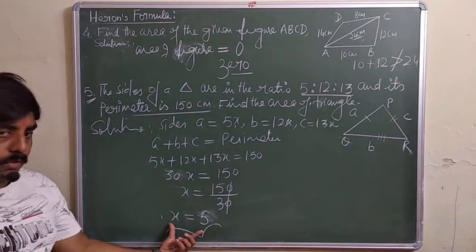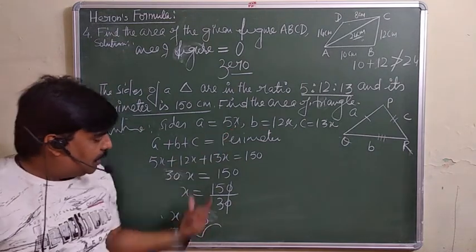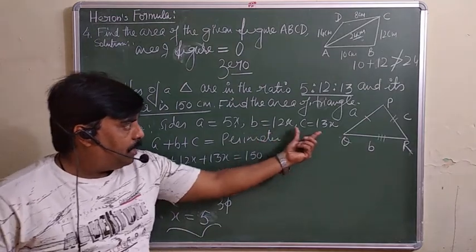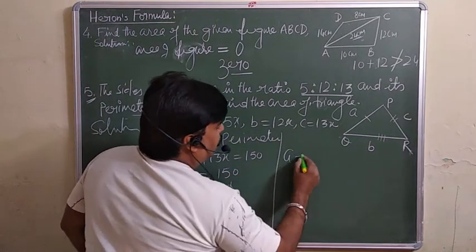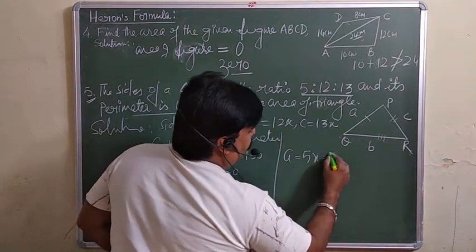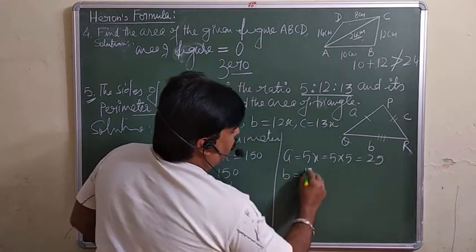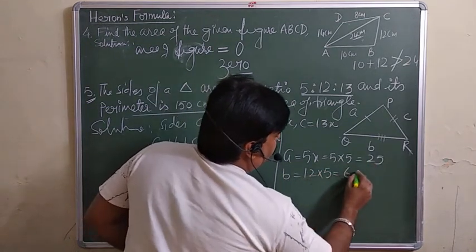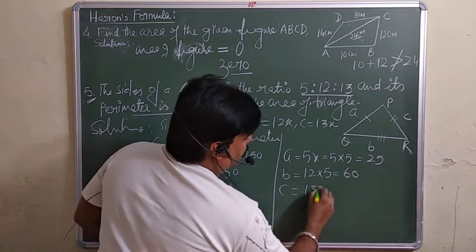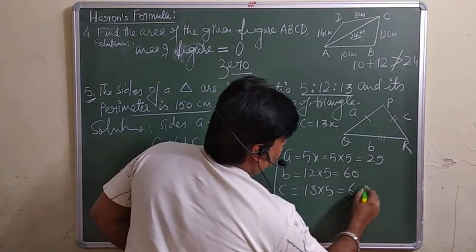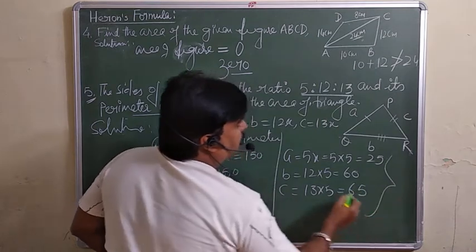So x is 5. Now x की value आप यहाँ रखिए. You will get the ABC here. So what you will get? A is 5x, that is 5 into 5, 25. B is 12 into 5, 60. C is 13 into 5, 65. So you know these sides.